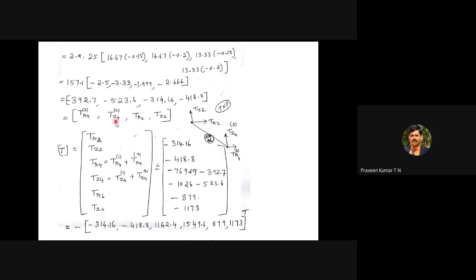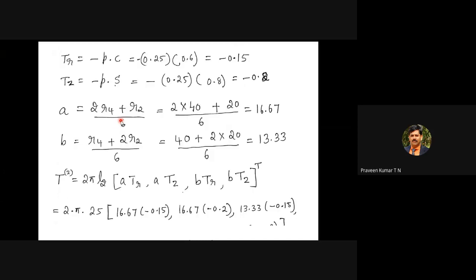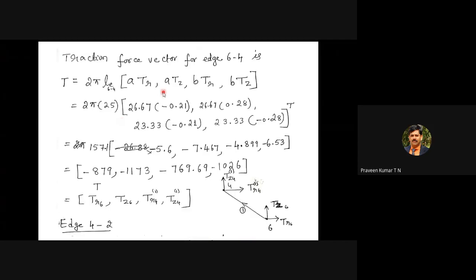TZ is nothing but the traction force acting along the Z direction. It is acting at node 4. It is the contribution from element 2. In a similar way, we have the contribution of load at node 4. It may be TR4 or TZ4 because of element 1, which we have already found out. So we have TR4.